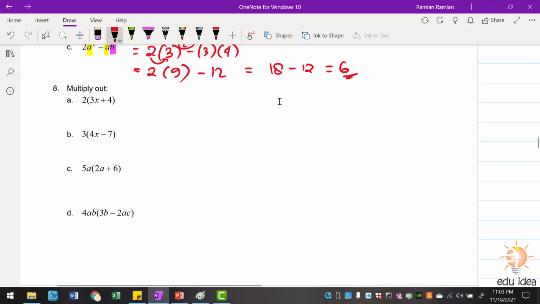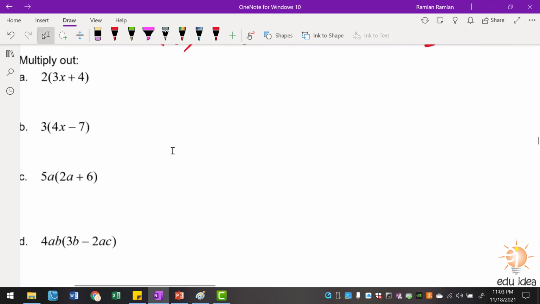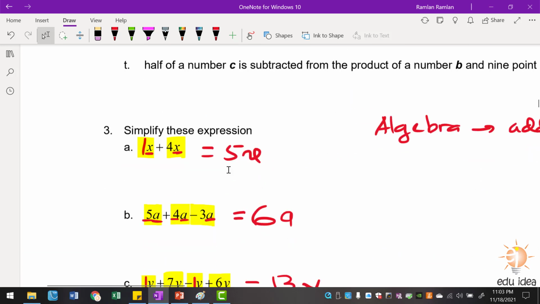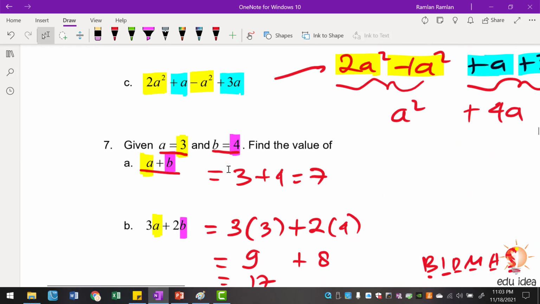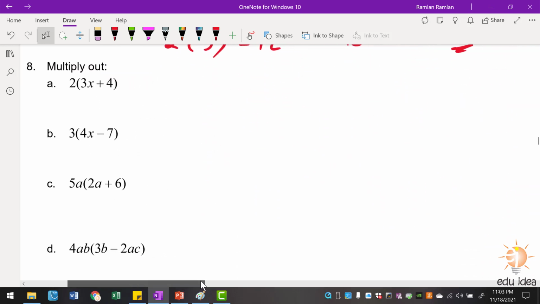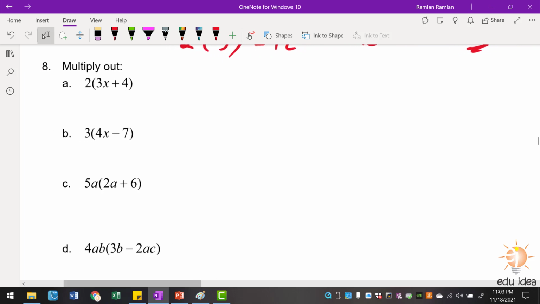Multiply out this. To multiply out means the same thing as expanding brackets. If we say multiply out, it's the same thing as expanding brackets. So the concept is to multiply by using the distributive property, right? You multiply this value with all of the terms inside the bracket.